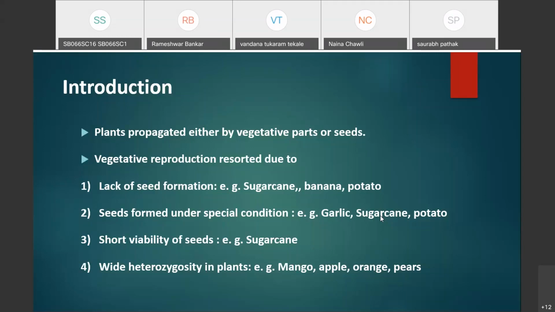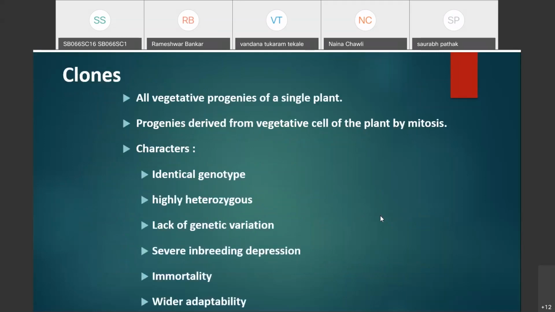These are the reasons why in certain plants vegetative propagation is resorted to. Then here the question arises, what is meant by clones? Here we are discussing clonal selection, and we are discussing what is meant by clones.